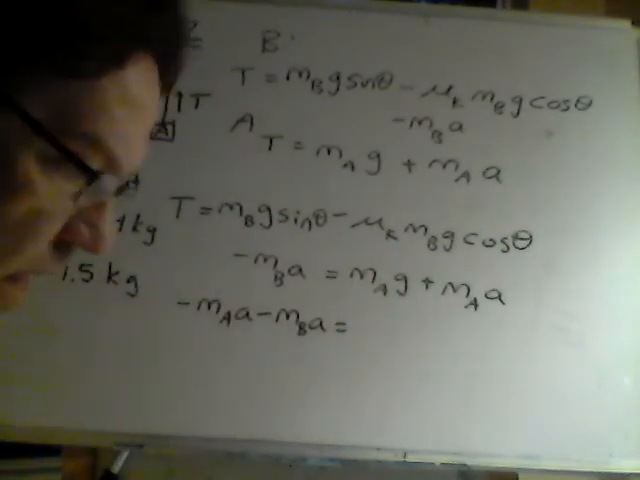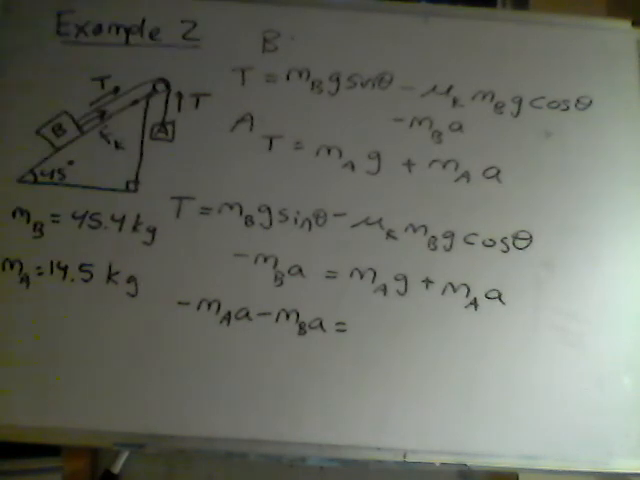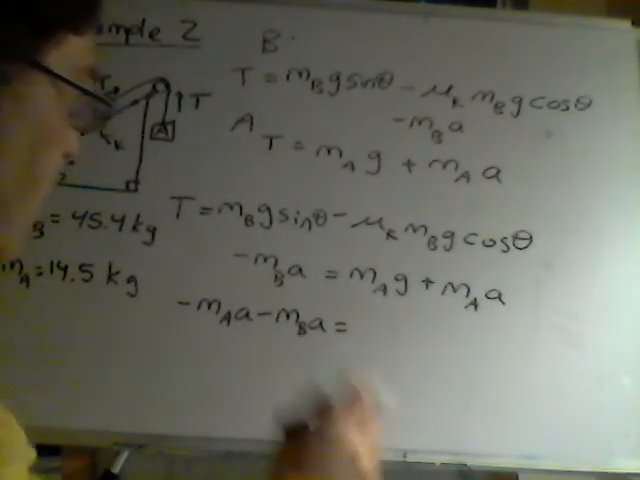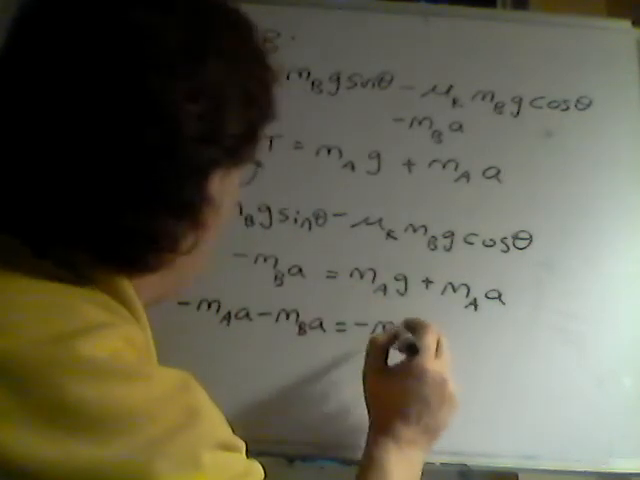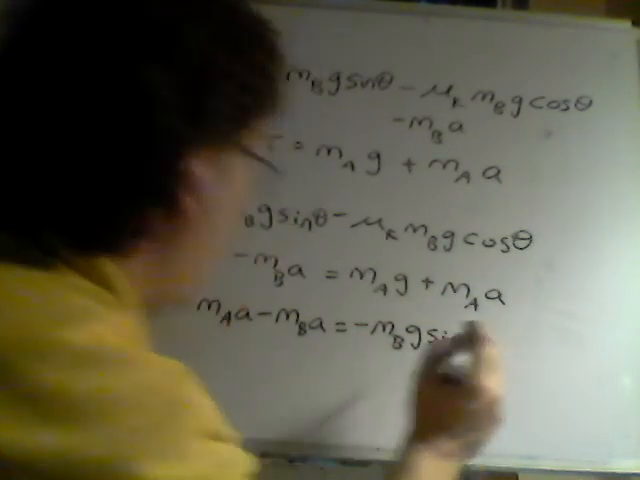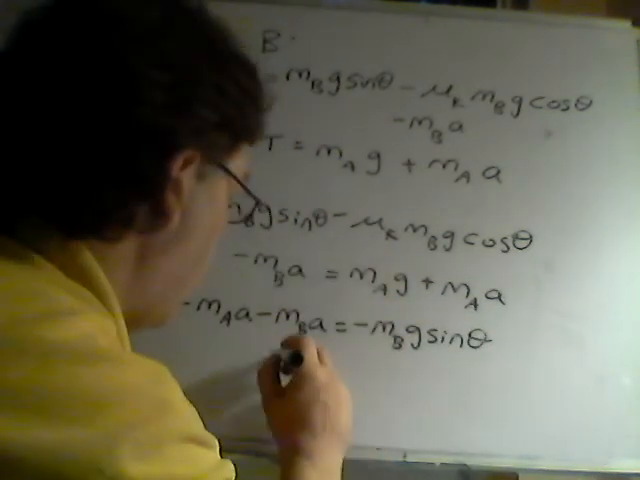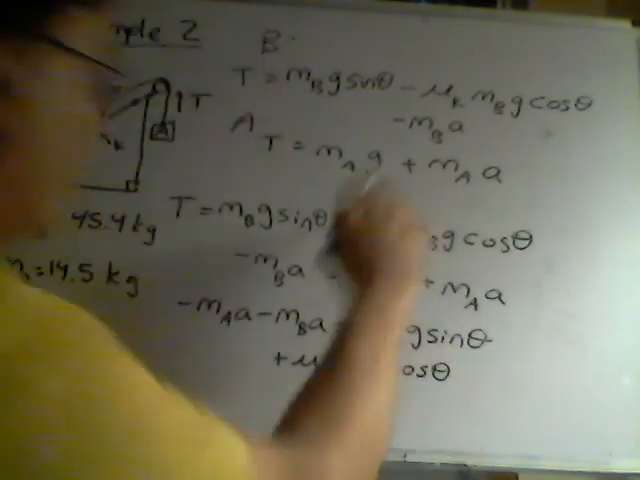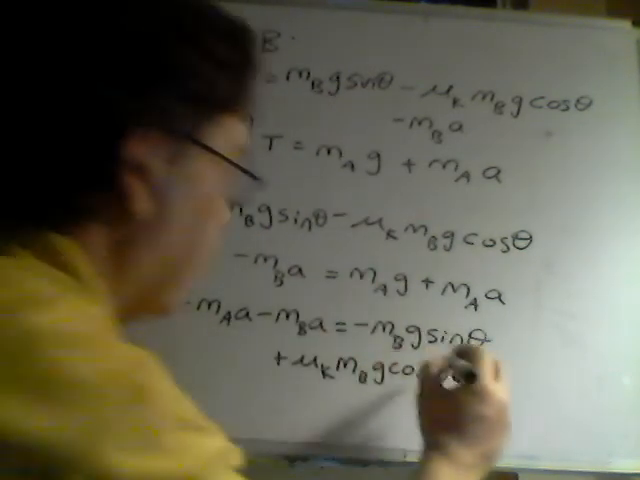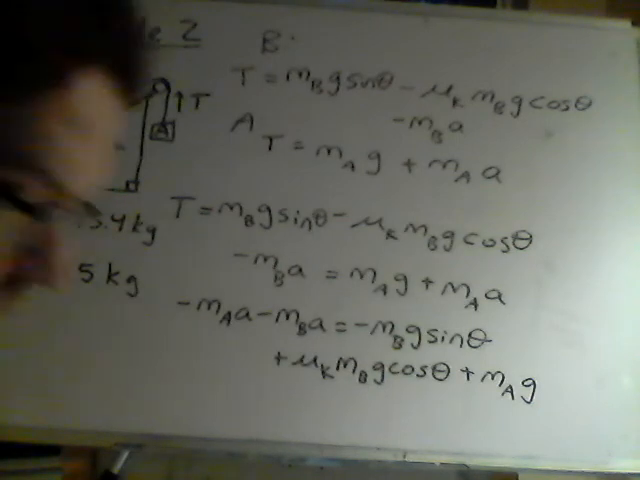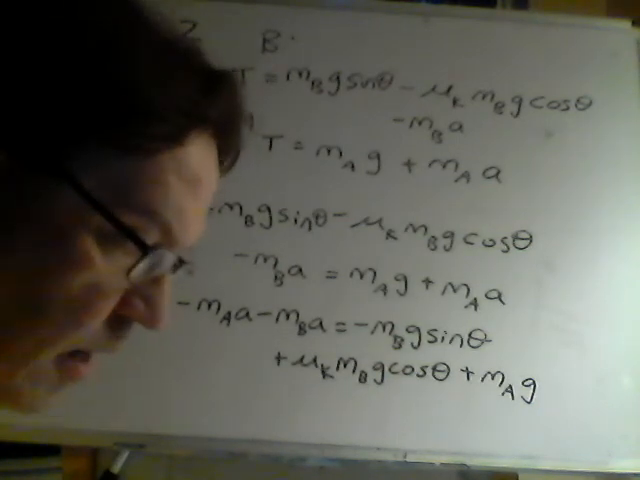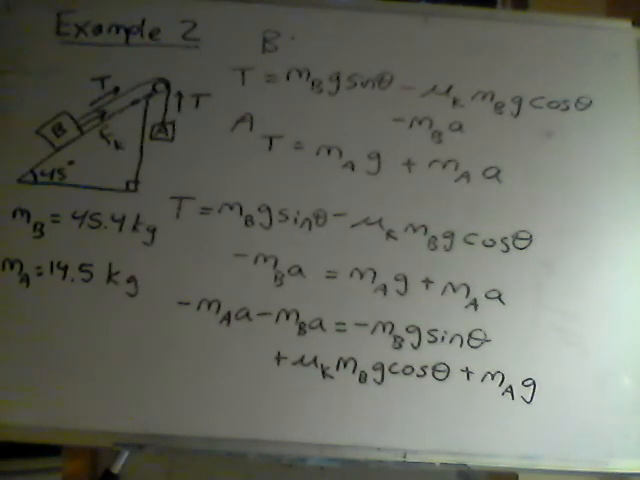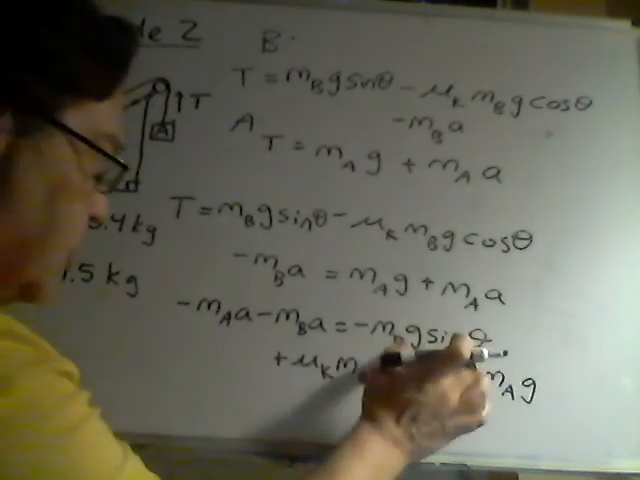All right. And so what I have here is negative M sub B G sine of theta, and this becomes positive, plus mu sub K M sub B G cosine theta, and M sub A G. All right, so there you go. So then what I now need to do is multiply through by a negative sign and factor out the A. That's what I'm going to do next. I'm going to multiply through by negative 1 and factor out A and factor out G on the other side. Do two steps in one.